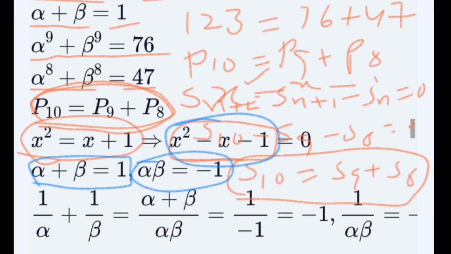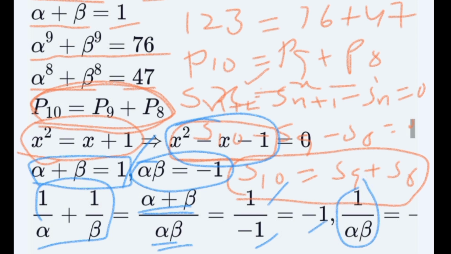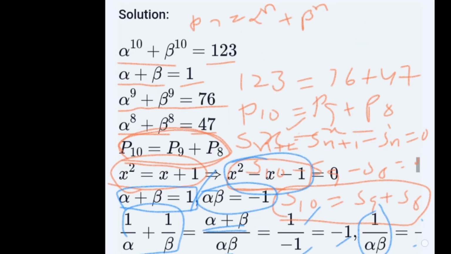So what is the given? So what is the question? So 1 by alpha, 1 by beta are the roots of the equation. So sum of the roots 1 by alpha plus 1 by beta. The LCM is alpha beta, alpha plus beta. What is alpha plus beta? Here 1. What is alpha beta? Here minus 1. So product of roots 1 by alpha into 1 by beta, so 1 by alpha beta, so alpha beta is minus 1. That is equal to minus 1.